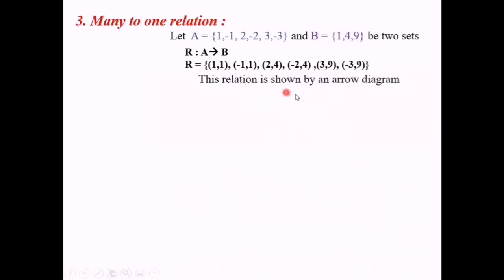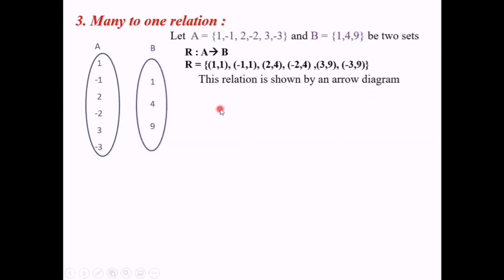Now this relation is shown by an arrow diagram. The set A is here and set B is here. Relation is from set A to set B. Ordered pair (1, 1), showing it by an arrow 1 to 1, minus 1 to 1, 2 to 4, minus 2 to 4, 3 to 9, and the last one, minus 3 to 9.